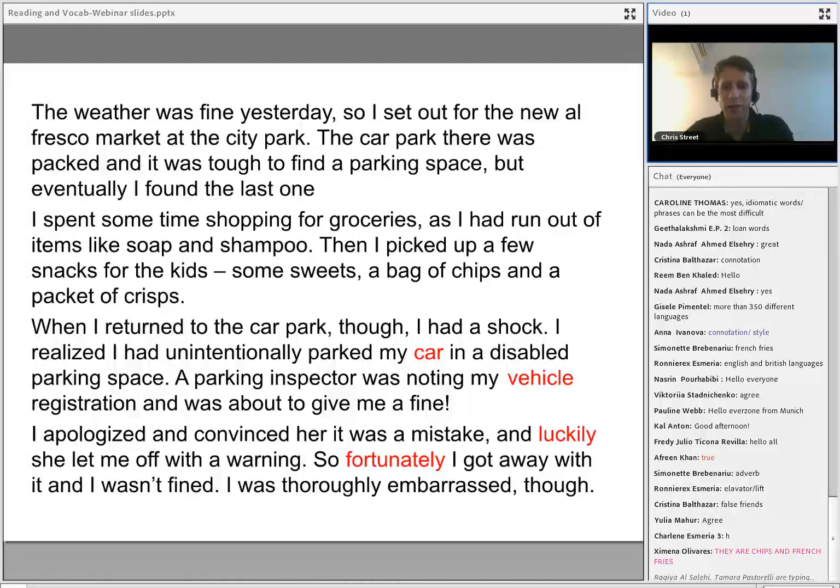Somebody says they are chips and French fries. I disagree. Chips and crisps.